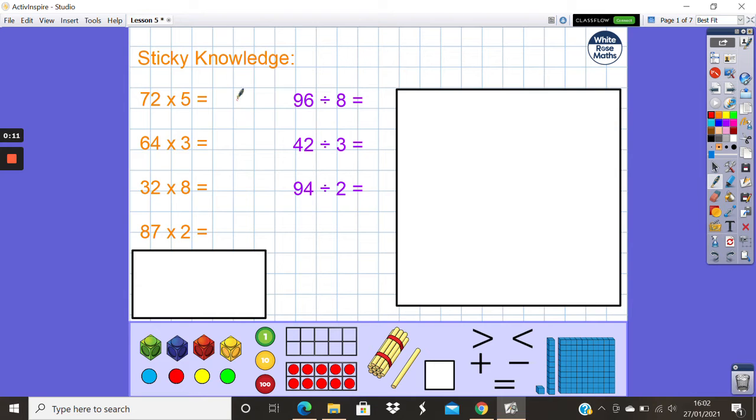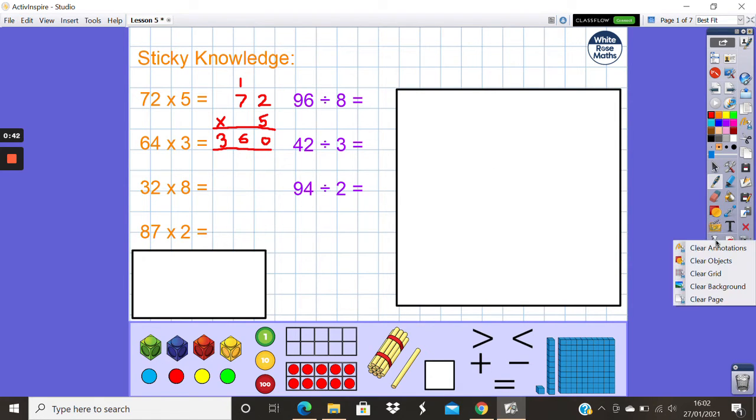72 times 5. I'm going to use just the short multiplication method this time. So I've got 72 times 5. 2 times 5 is 10, so I'm going to put a 0 in my ones column and carry over my 1 ten. 7 tens times 5 is 35. Add one more 10 would be 36. So 72 times 5 equals 360.